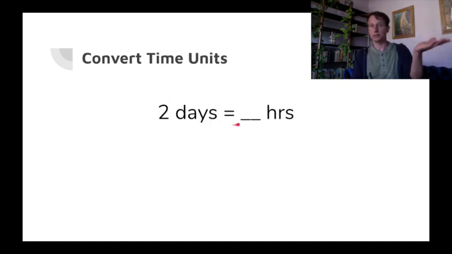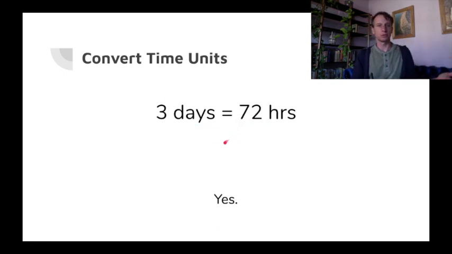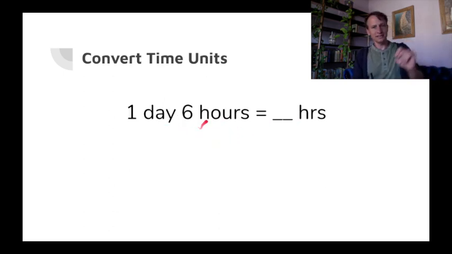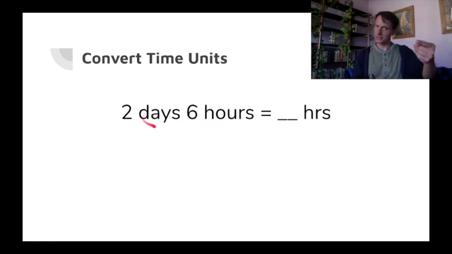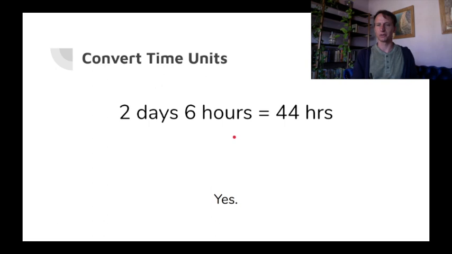2 days, just said it, 48 hours. 3 days, 72 hours, great. 1 day and 6 hours in hours. Okay, so that's 24 plus 6 is, nice round, 30. There we go. 2 days, 6 hours. Well, we just did this. This is 48 plus 6, 54. Ooh, that should say 54.